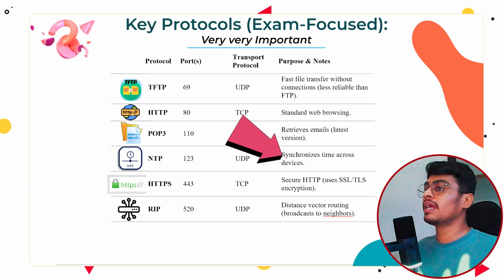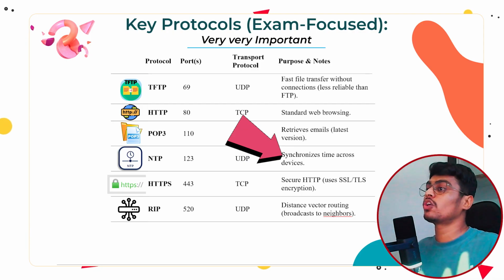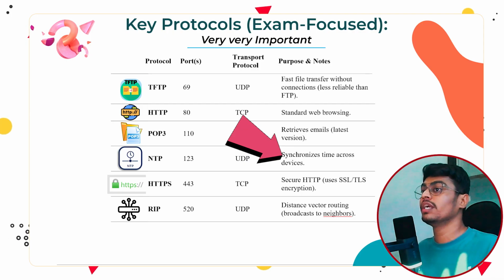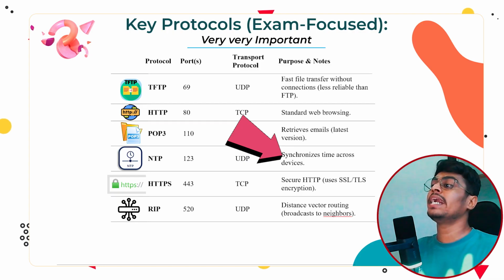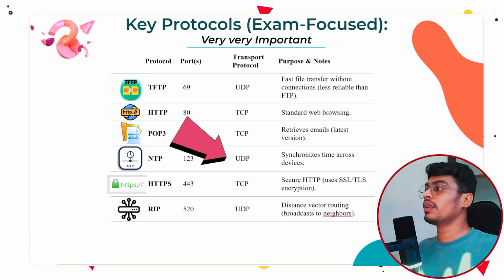Now other than this, we have NTP, network time protocol. There are multiple clients connected to the server. If they want to synchronize their clocks, obviously if you are connected to a server, you want the time of the server to be synchronized with the time of your client's machine. To synchronize this clock, we use NTP. It uses port number 123. UDP protocol is used for NTP.